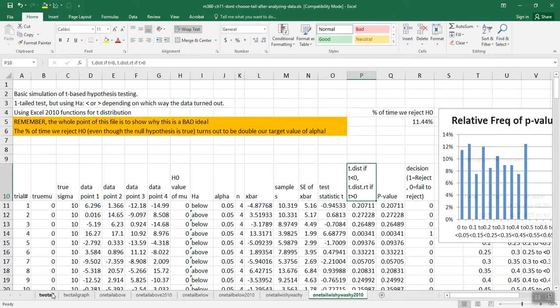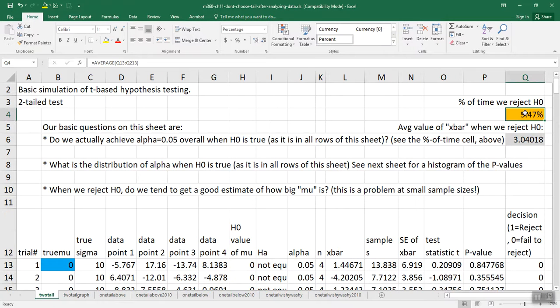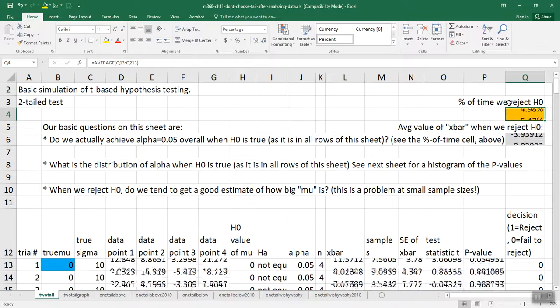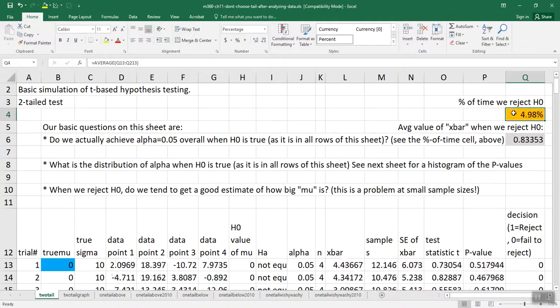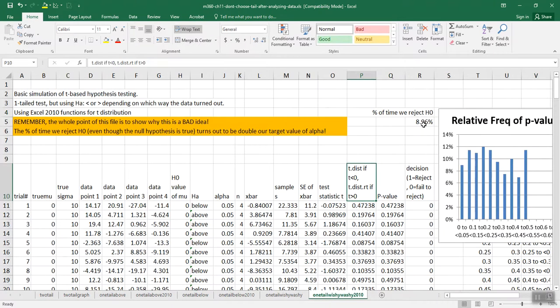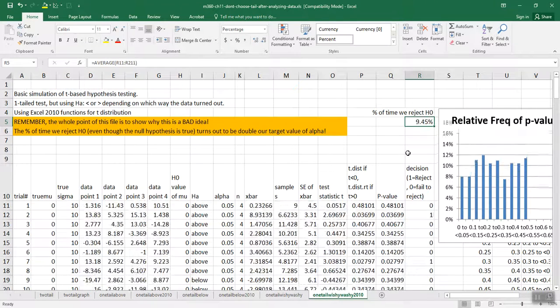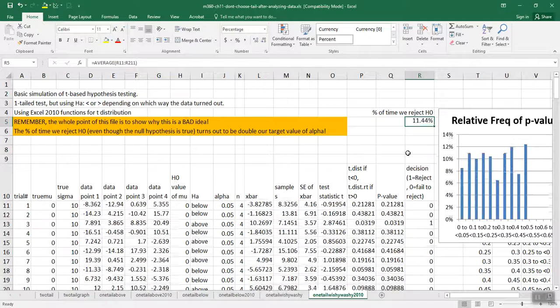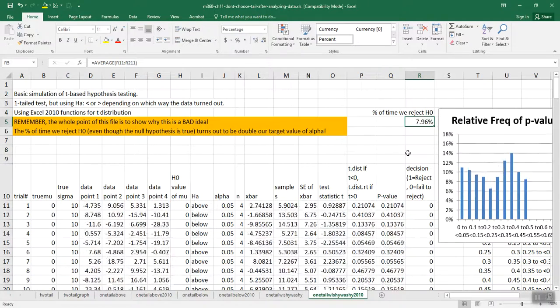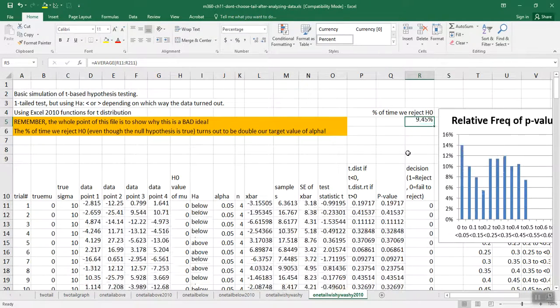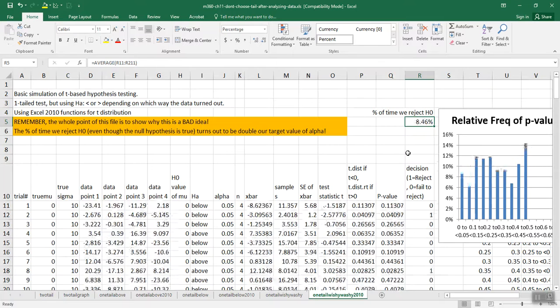And remember, back when we did the two-tailed, this percent of times we reject the null, even though the null is true, was kind of hovering around 5%. But now if we go here and look at what percent of the time we reject the null, would you say that's hovering around 5%? No, it looks more like it's hovering around 10%.